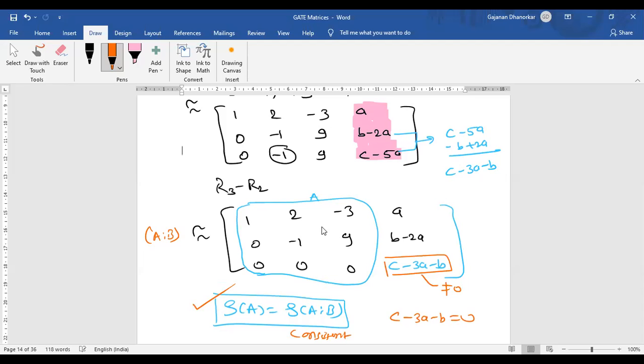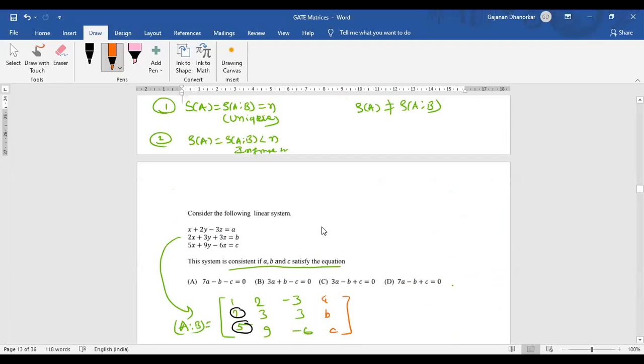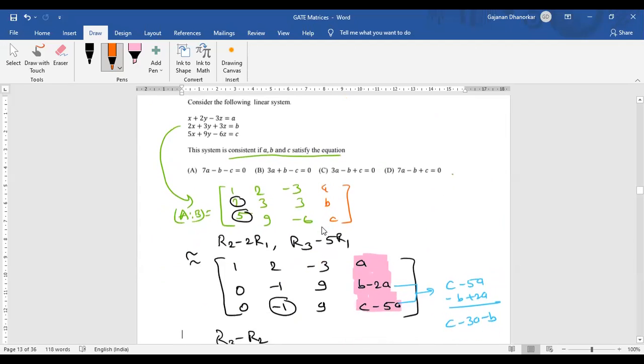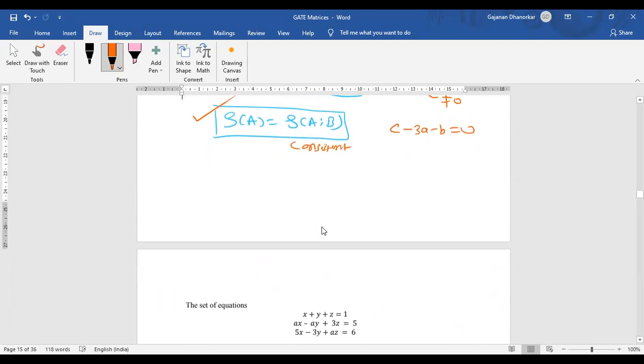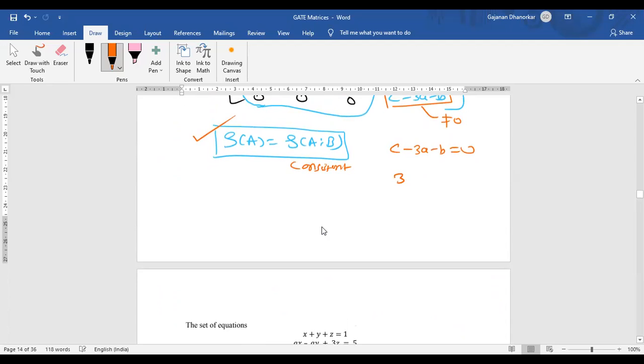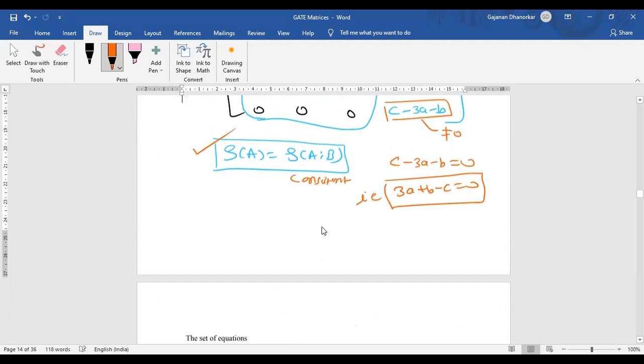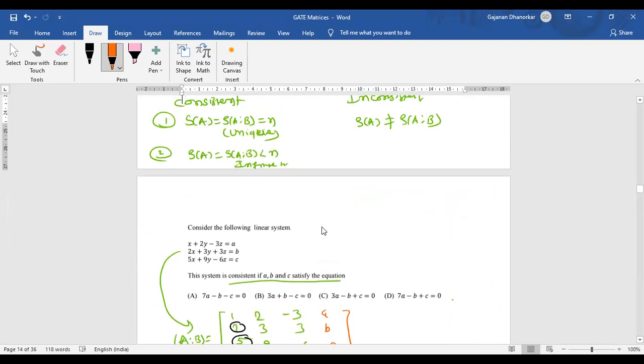Then what is your answer? Yes, answer is there. We have to take plus inside. This is equal to 0. Here 3A plus B minus C equal to 0. Where is it? 3A plus B minus C. Any doubt on this?